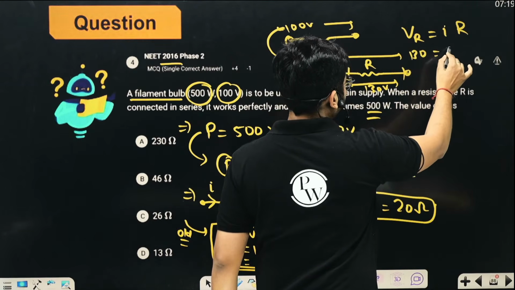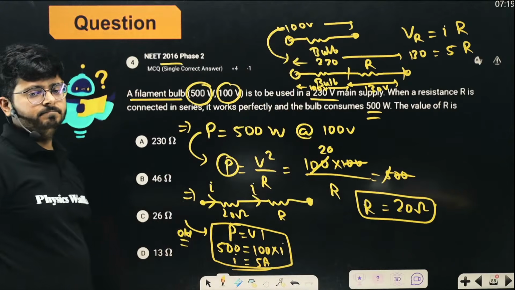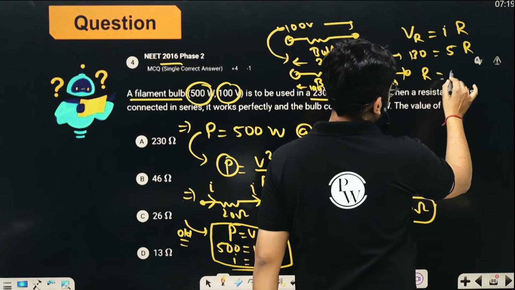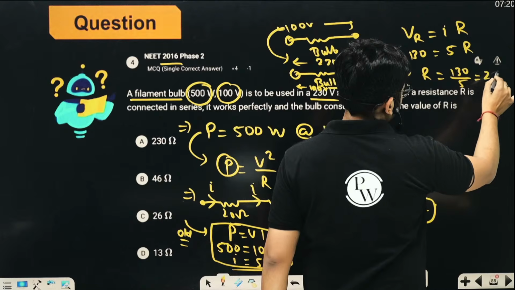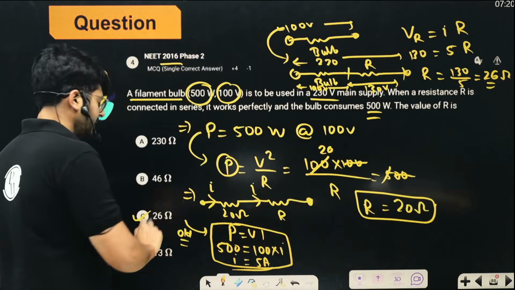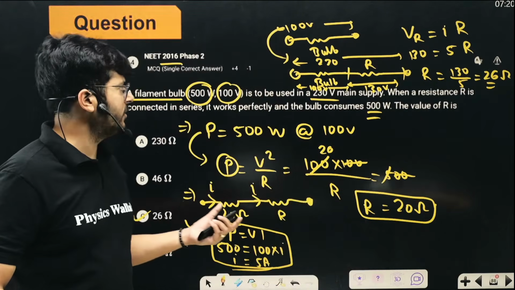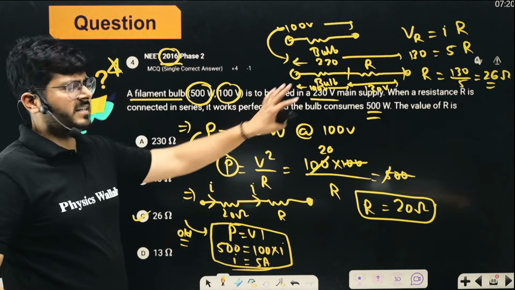The value of current is 5 ampere and the resistance we don't know. The resistance will be 130 by 5, which is 26 ohms. So 26 ohm is the answer. Let me explain it one more time. It is a slightly good question, asked in the year 2016.